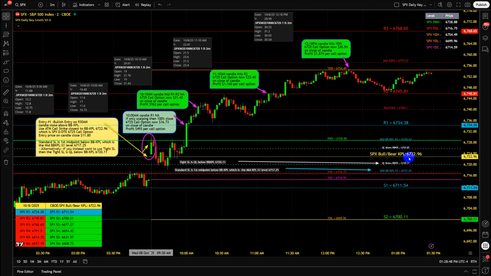So 67.2250 would be in between the 67.20 and 67.25 strike. And if the bull bear key price level happened to be 67.2250, then you could choose either one of those strikes. However, if it is over the midpoint of 67.2250, then you want to go with the strike that is closest to it, which in this case would be the 67.25 strike.